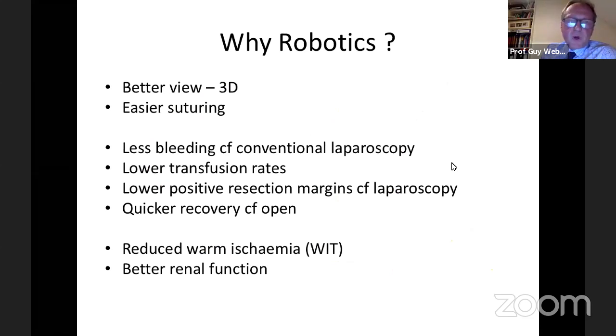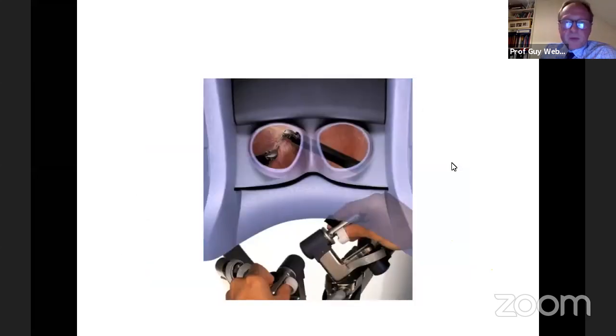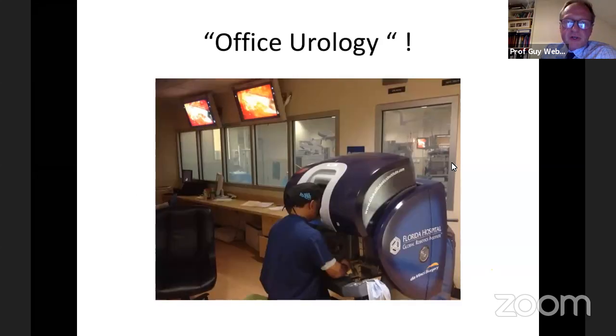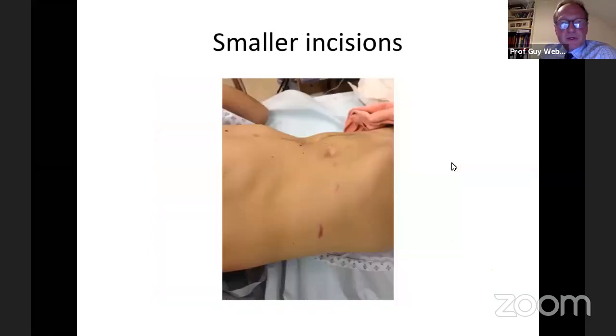Things have moved on from open to laparoscopic, where we have short hospital stay and less bleeding. Robotics has come in with fantastic vision. It can even be done from the office. This is an extreme form of office urology, where the operating surgeon is outside of the OR. This is in Florida at the Global Robotics Institute, which I visited a few years ago.